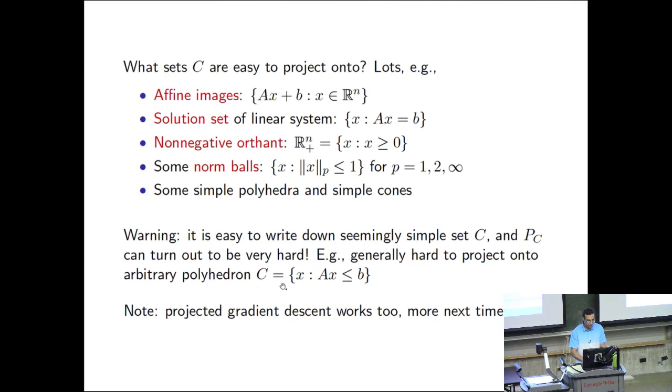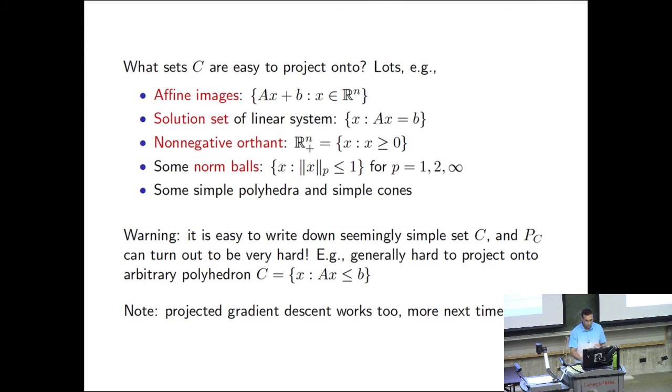So a good example of that is a polyhedron. You might think, well, look, this is a linear space. This is like a very simple polyhedron. What happens if I just have an arbitrary polyhedron, an intersection of half spaces? Projecting onto this in closed form is not possible. In fact, this is as hard in some sense as a generic QP, quadratic program. So it's not easy. It's not something you like to do as a subroutine typically.